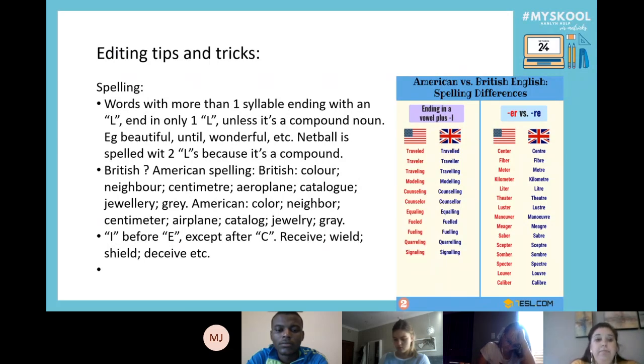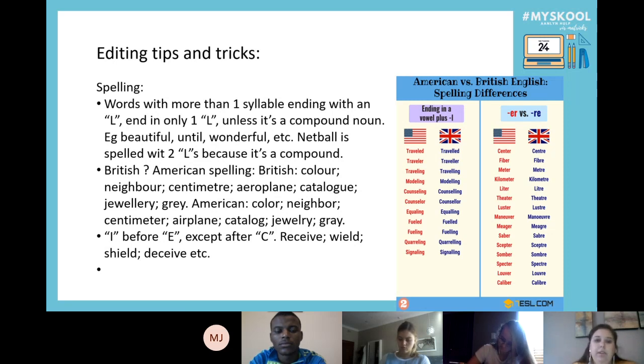Then another rule there, I before E except after C. For example, receive, wield, shield, deceive, etc. Okay, so sometimes the E sound that we spell with an I and with an E is difficult to spell. Usually the I will be before the E, like wield and shield and yield and words like that, whereas after a C, it's spelled EI. Okay, remember it because it rhymes. I before E except after C.